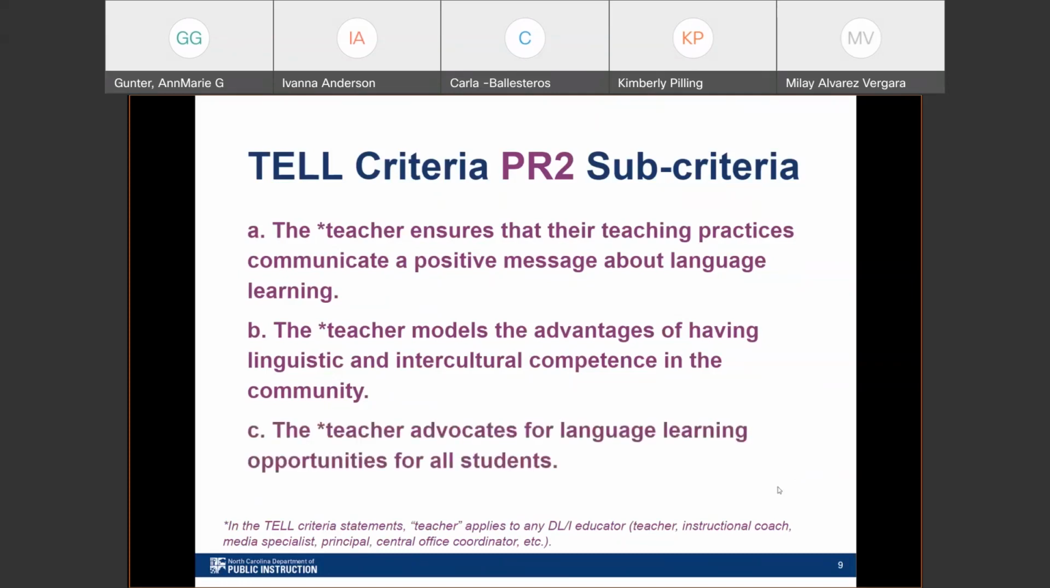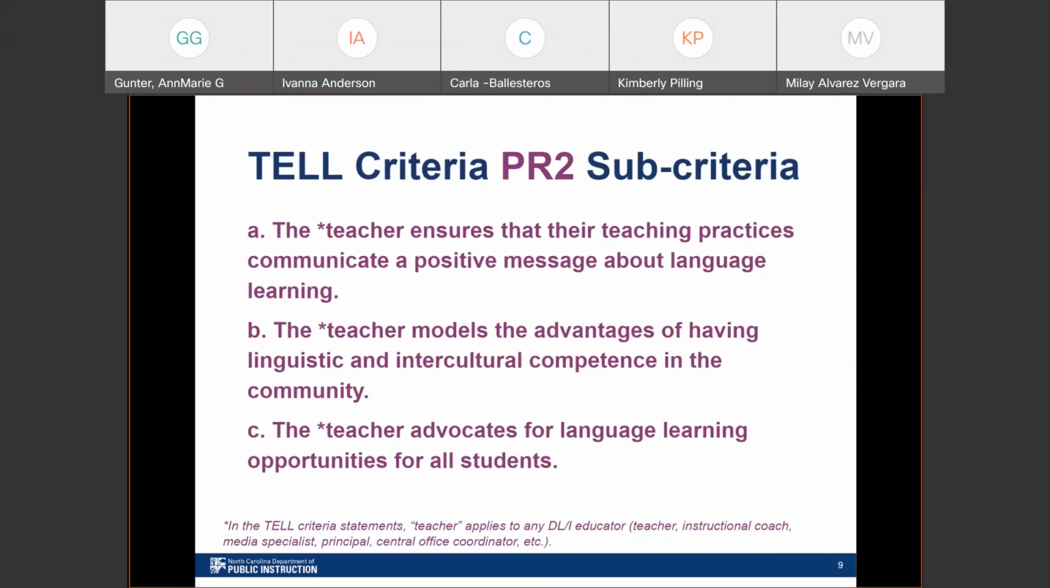Finally, there's C. The teacher advocates for language learning opportunities for all students. And again, teacher can be any DLI educator, but think about how you do that. Language learning opportunities don't just exist in the DLI program, although that might be the main source in your particular school where your program is. But how do you advocate that for all students?